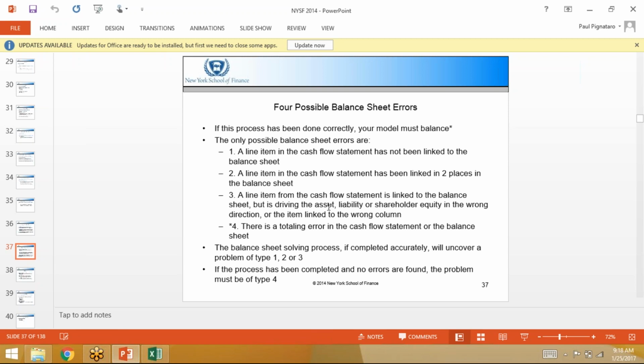So I went through and I said, oh, I notice your model isn't balancing. And he goes, no, it's off by 0.2. It's a rounding error. It's never a rounding error.